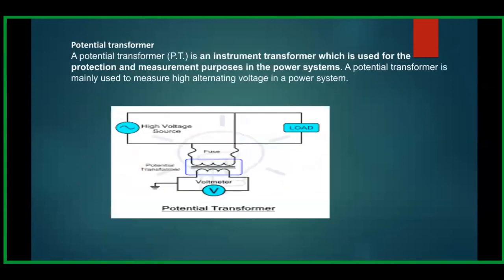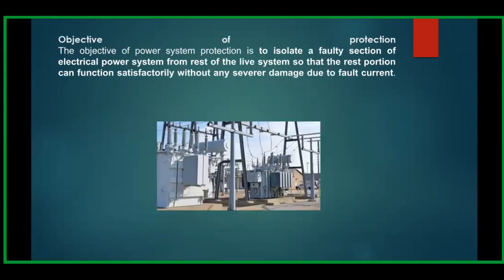Similarly, another protection device in the power system network is the potential transformer. We call it a voltage transformer also, and it is used for measurement of potential, that is voltage, in the power system network. It is made of such quality that high alternating voltages in the power system network can easily be measured with these devices.